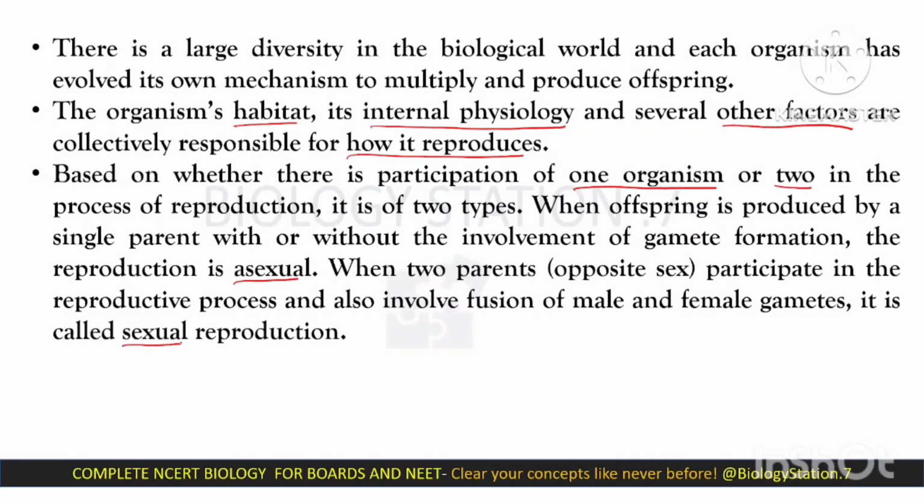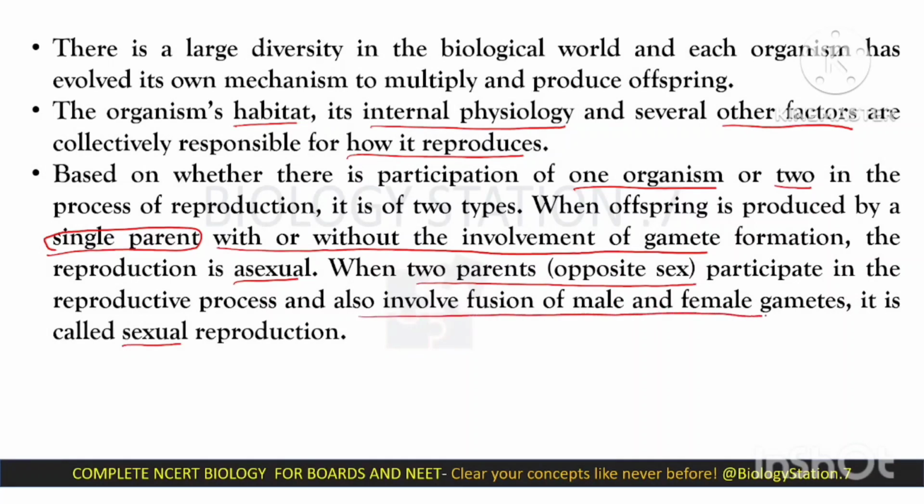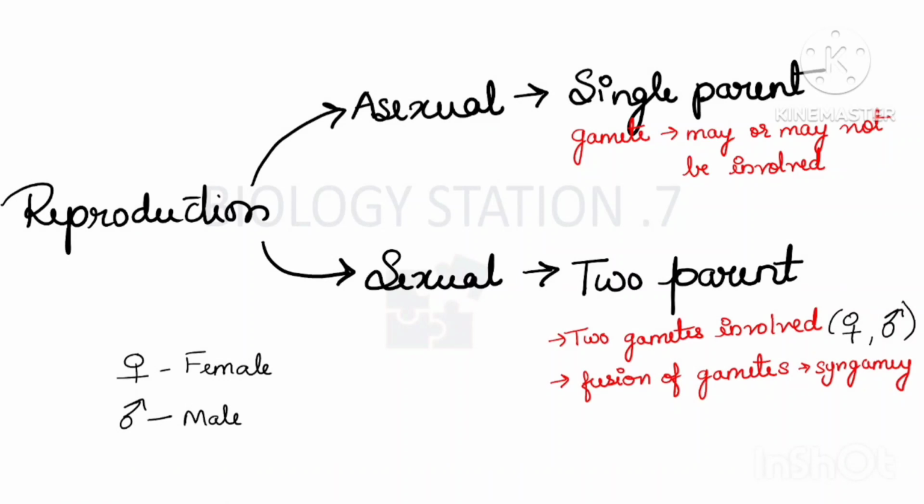Whenever a single parent is involved, with or without the involvement of gametes, such reproduction is called asexual reproduction. But whenever two parents of opposite sex are involved and there is fusion of male and female gametes, such reproduction is called sexual reproduction. So reproduction may be classified into two main categories, asexual and sexual. In asexual reproduction, a single parent is involved, and the gamete may or may not be involved. Whereas in sexual reproduction, two parents are involved, with two gametes, one from the male parent and one from the female parent, and there is fusion of gametes, syngamy. Here this symbol represents female and this represents male.